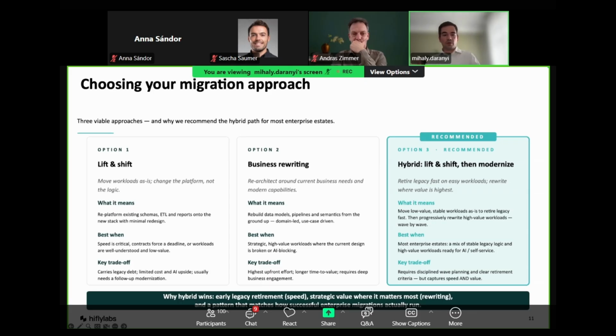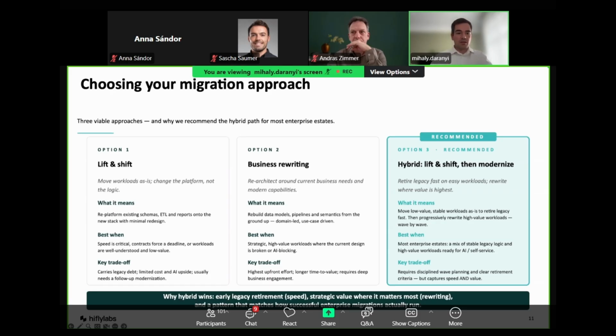But the second option is the full business rewrite, re-architecting the data models, the pipelines, and the segments around the current business need. Best for strategic, high-value workflows where the current design is broken or is blocking AI right now. The cost is the highest upfront effort and the longest time to value.